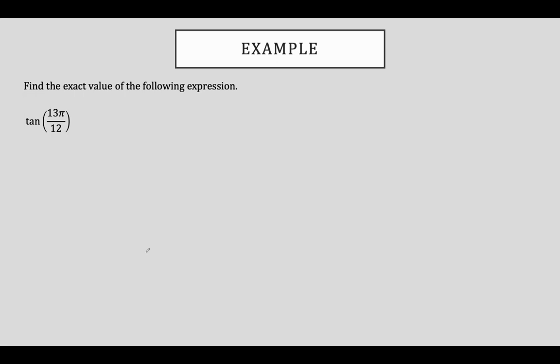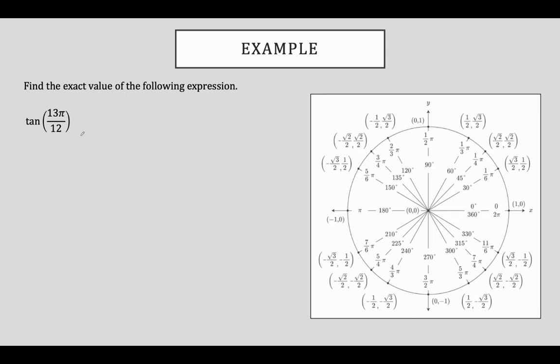Let's try one more. Find the exact value of the following expression, the tangent of 13 pi over 12. Again, 13 pi over 12 is not one of our special angles on the unit circle, but is it a combination of angles that we do have on the unit circle? Let's take a look. Let's begin to write each angle with a denominator of 12, because we want to be able to add or subtract them easily.